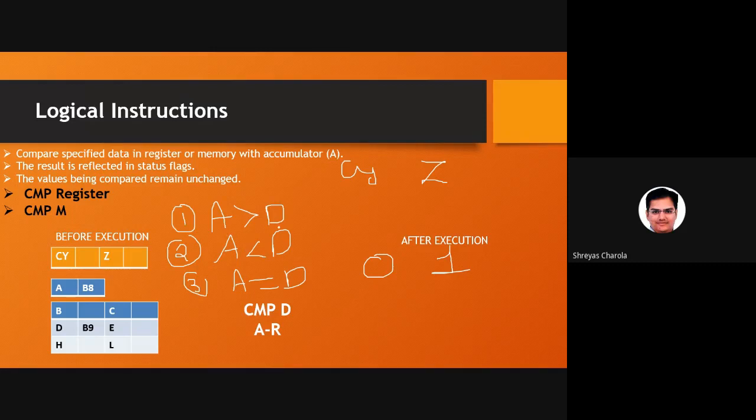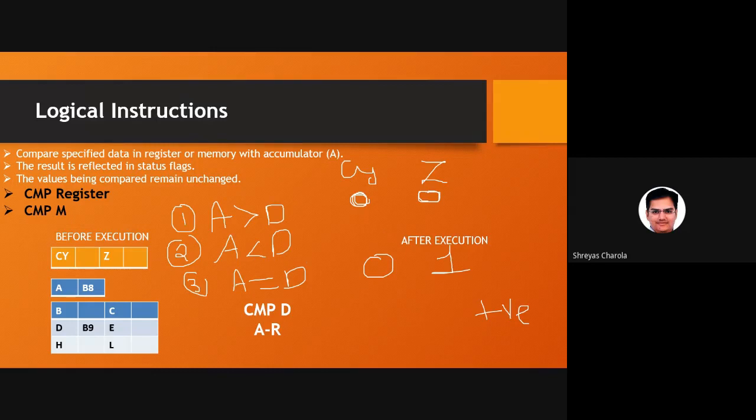What happens if A is greater than D? The answer will be positive; there is no negative number. If it is positive, the zero flag will not be set because the answer is not 0. It might be positive 1, positive 2, anything, but not 0. That's why the carry flag is 0 and the zero flag is also 0.